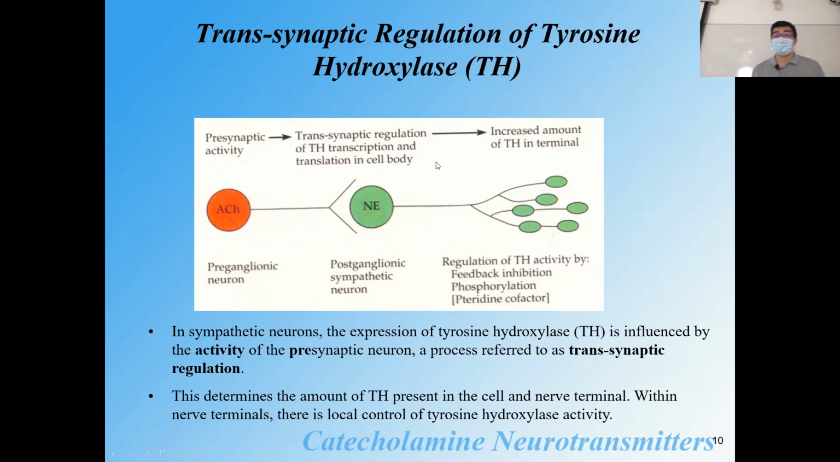So you will see that the first regulation is in the postsynaptic activity, in which the tyrosine hydroxylase activity is increased, and the enzyme will be phosphorylated and then increase the activity. Now, another more long-term effect is the transsynaptic regulation, in which the transcription and translation of the tyrosine hydroxylase increase. So making more enzyme and also making it more active.